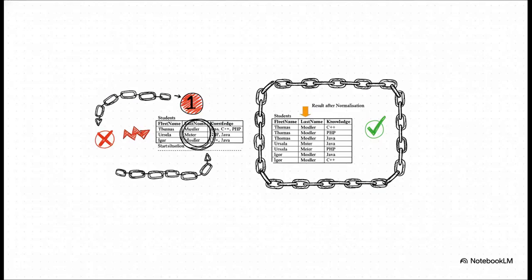First up, first normal form, 1NF. The rule here is beautiful and simple. Every single cell in your table can only hold one single piece of information. It has to be atomic. So on the left, you see the knowledge column is breaking this rule by stuffing a bunch of skills into one cell. The fix, on the right, is just to break them out. Give each skill its own row. That's it. We are now in first normal form.